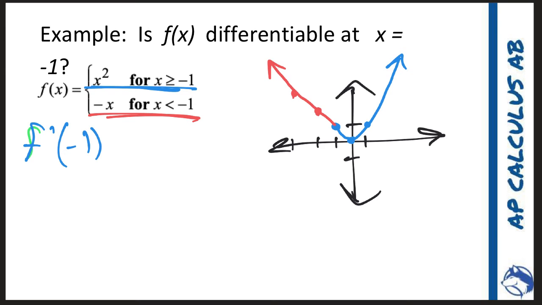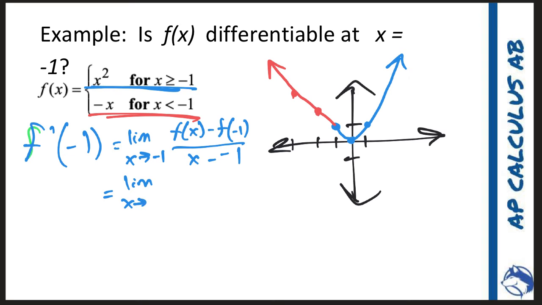which is really f prime of -1 in this scenario, and I'm going to use the limit as x approaches -1 of f of x minus f of -1 all over x minus -1. So that's going to be equal to the limit as x approaches -1. F of x is x squared minus -1, which is just 1. And this is all over x plus 1.